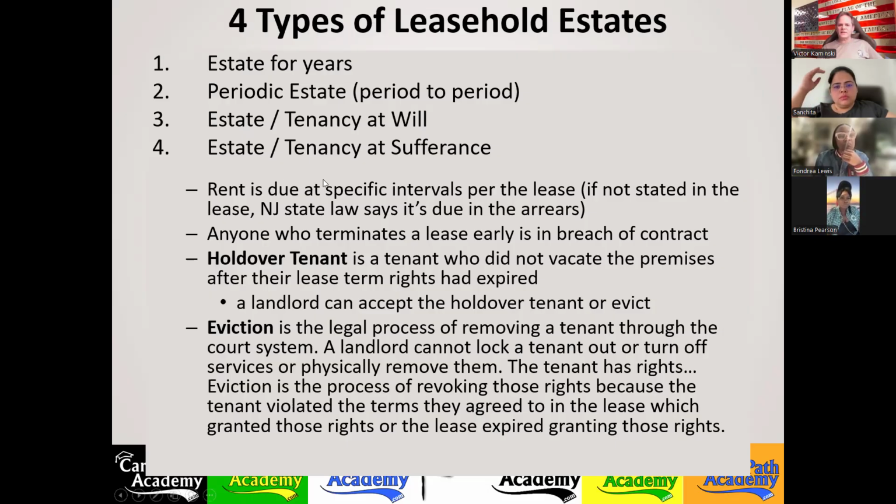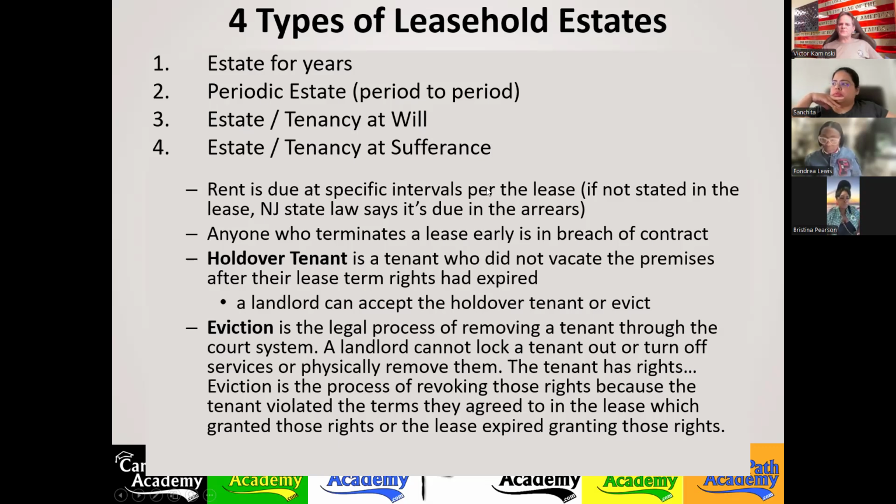And an estate or tenancy at sufferance, well, we'll go over this one, is somebody who once had a valid lease. The lease term expired, they did not renew it, and they didn't move out, and they're not paying rent. So every day they remain, they cause the landlord to suffer. Thus the name tenancy at sufferance. All right, so we're going to be going over these three.